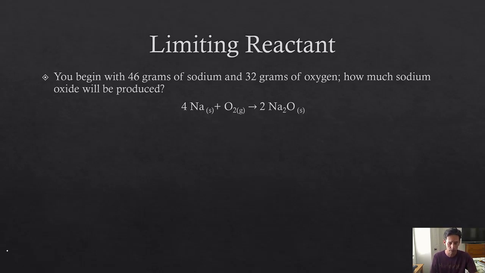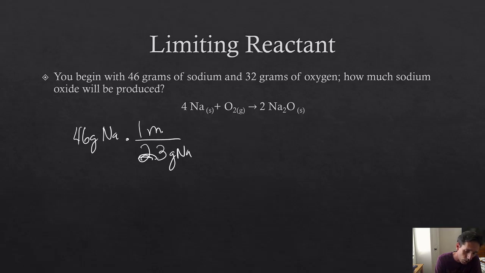We're first going to figure out, based upon starting with our 46 grams of sodium, how many grams of sodium oxide this would produce. So the first thing we need to do is convert our grams of sodium into moles of sodium. That requires the molar mass, which you get from the periodic table. So 23 grams of sodium is 1 mole of sodium. From there, we can now use our mole ratio.